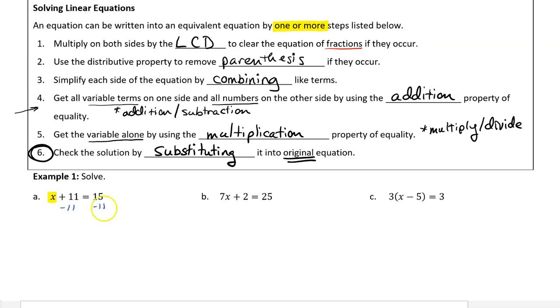And how do we undo addition? We subtract. And what I do to one side, I have to do to the other to make that equal sign be balanced. So then I can simplify. On the left, I have the x. The 11 cancels away to 0 there on the left side. And on the right side, I'm going to have 15 minus 11, which gives me 4. Fourth step is done. My variables are on the left, my constants, my numbers, are on the right.